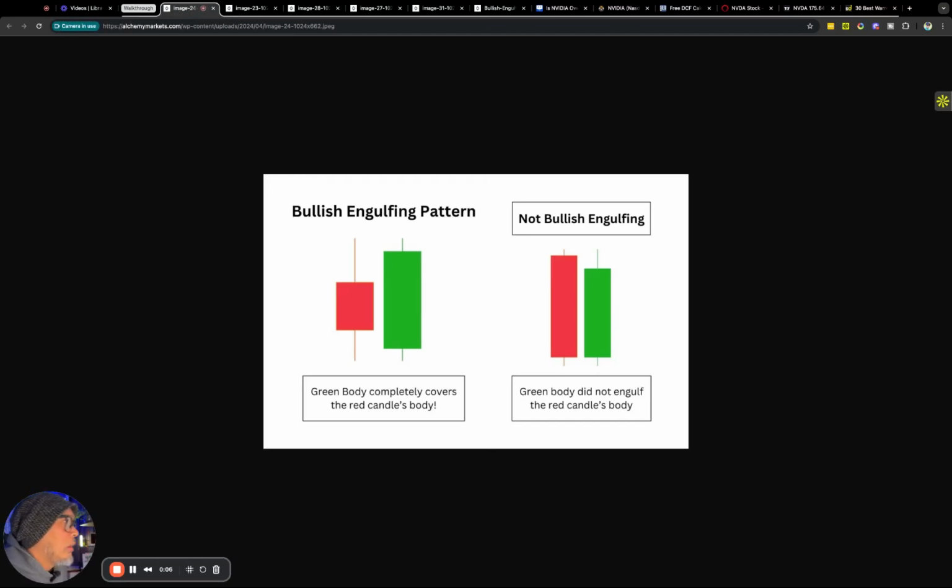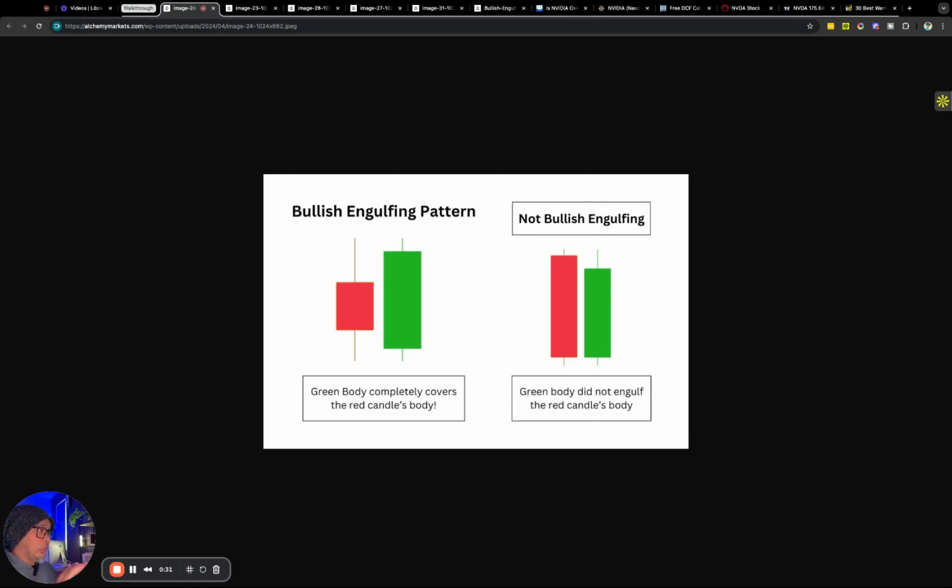Now, let's talk about naked chart trading, also known as price action trading. So, this is one of the simplest and purest ways to trade. And it's all about focusing on the price movement itself, without relying heavily on indicators or fancy tools.